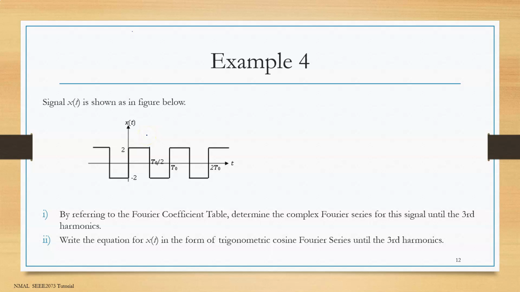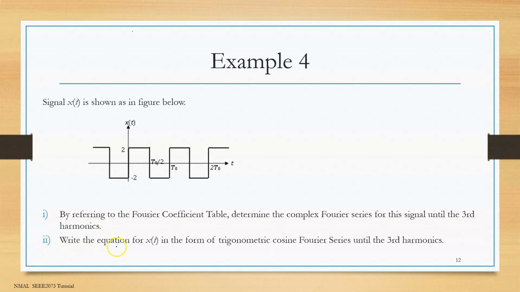The signal x(t) is shown in the figure below. Given this waveform, by referring to the Fourier coefficient table, determine the complex Fourier series for this signal until the third harmonic, which is shorter than before. The previous question asked you to write until the fifth harmonic. That is a very long equation.